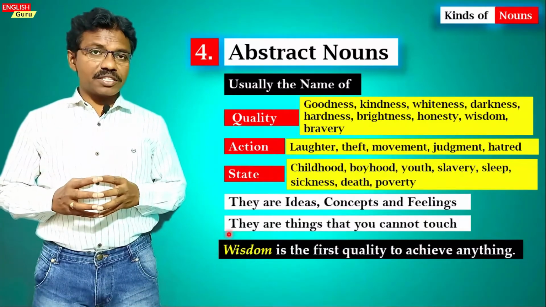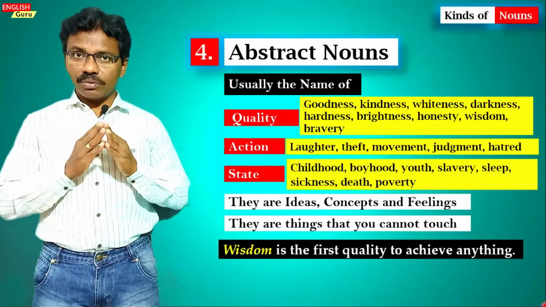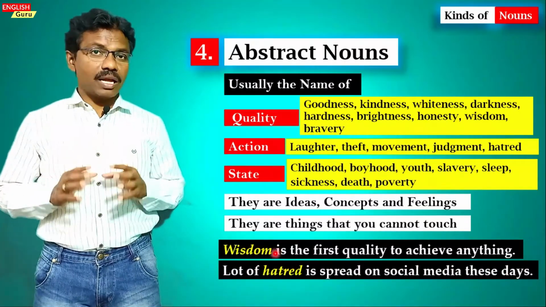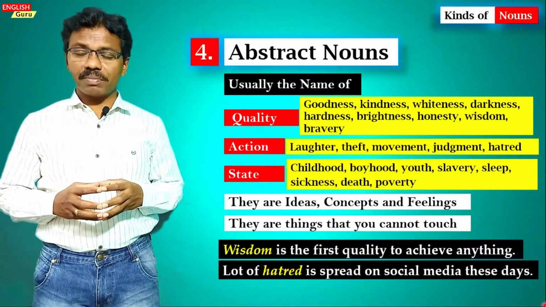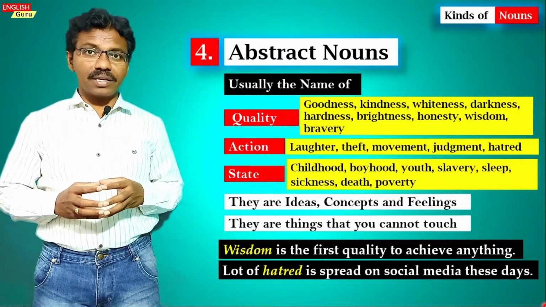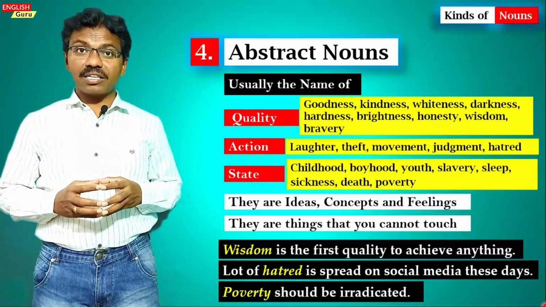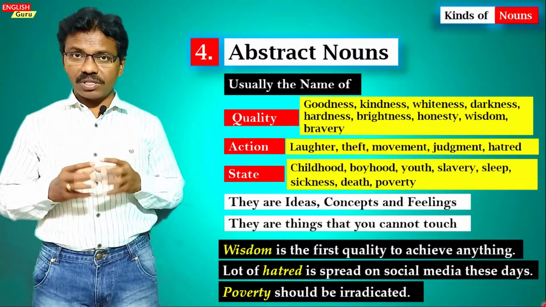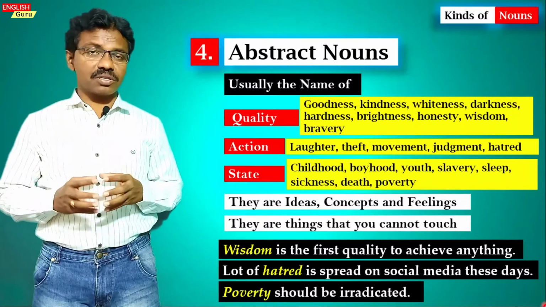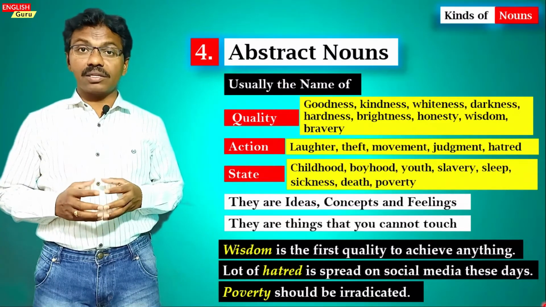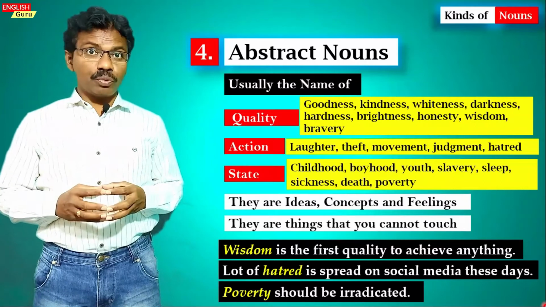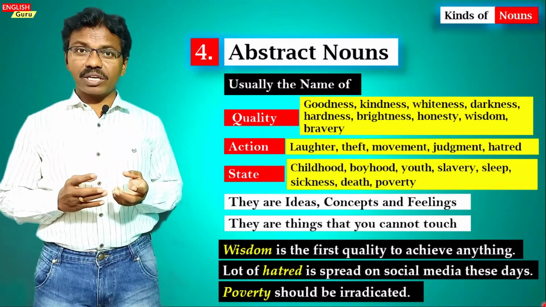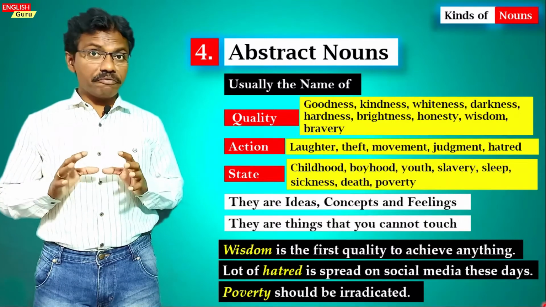Wisdom is the first quality to achieve anything in life. So the word wisdom is a quality, so it is an abstract noun. A lot of hatred is spread on social media these days. Hatred is an action, and that is also an abstract noun. Poverty should be eradicated. The word poverty is a state of being, the condition of an individual, and it is also an abstract noun. So we cannot touch wisdom, we cannot touch hatred, we cannot touch poverty. We can only feel them.